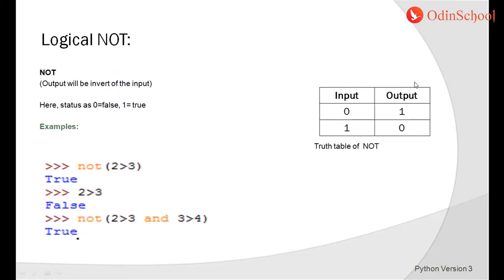Now next is the logical NOT. Logical NOT means you can say the invert of input. Like if you give a 0, then it gives a 1. If you give a 1, then it gives the result as a 0. So if you want to invert a condition, then you can use this logical NOT. Here you can see that 2 is greater than 3, no, so it's 0. But not 0 equals 1, so it gives a result as true. You can also use not with and, or not with or. Any kind of logical operators you can combine and use in the conditions.